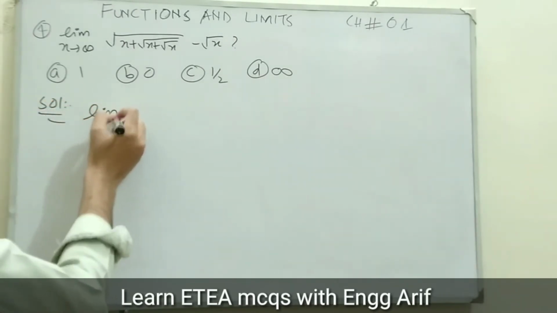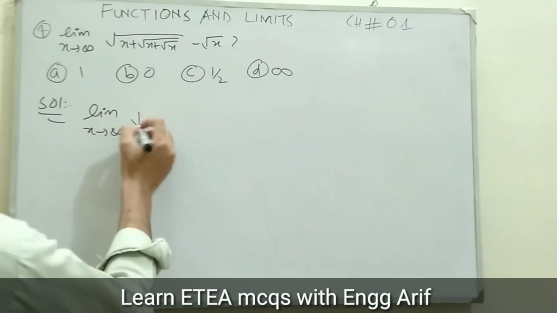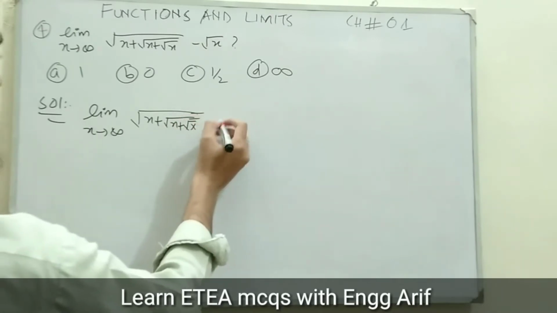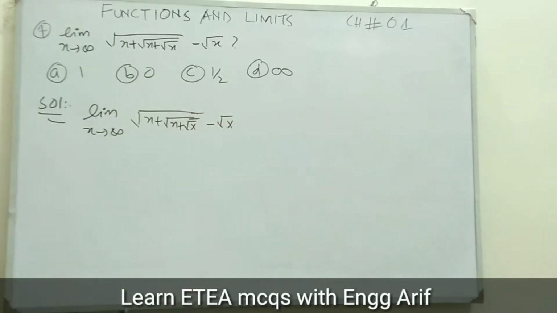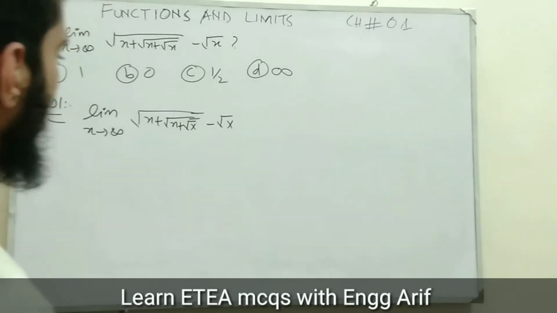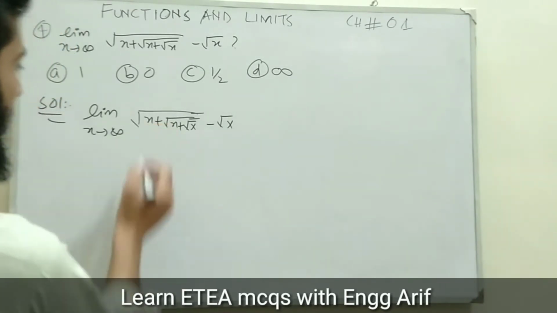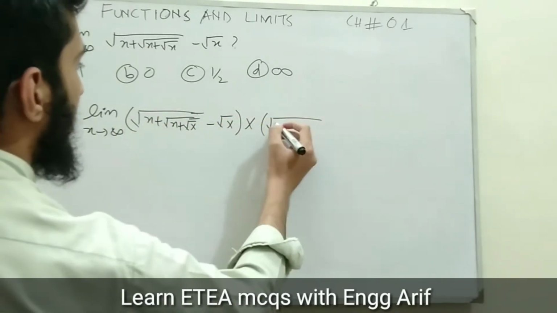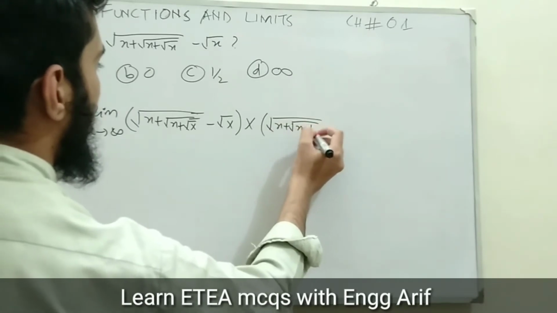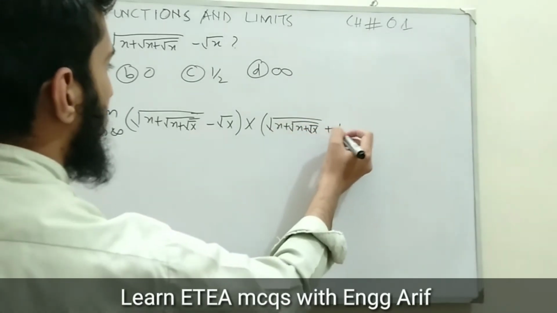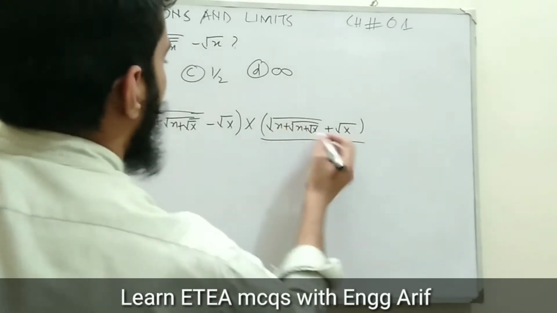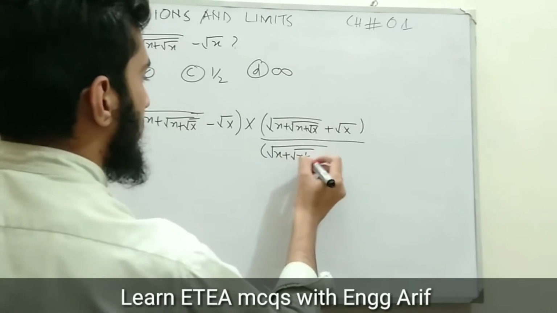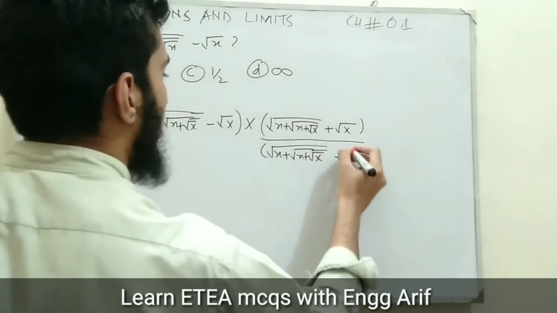We have the limit as x approaches infinity of the function under root of x plus under root of x plus under root of x, minus under root of x. We cannot solve this type of algebraic square root function directly, but we can solve it through the method of rationalization. So multiplying by the conjugate of this function, under root of x plus under root of x plus under root of x. Here it is minus, so in the conjugate it will convert to plus, under root x. Multiply the same in the denominator, that doesn't affect the given question.